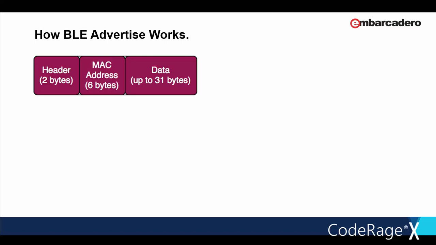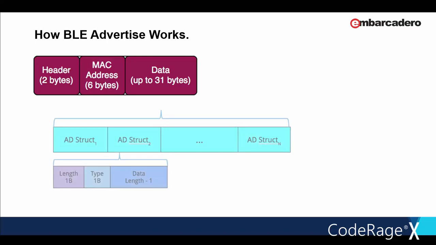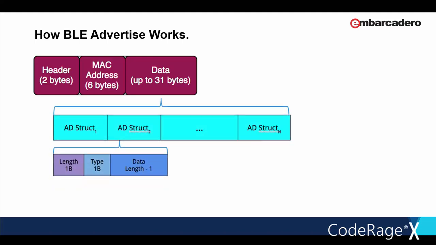The data field is divided into advertised data sections. Each of the advertised data sections comprises a byte indicating its length, another byte indicating the type of information it contains, and the rest of the bytes are the actual information. The different data types that we can find are listed here.